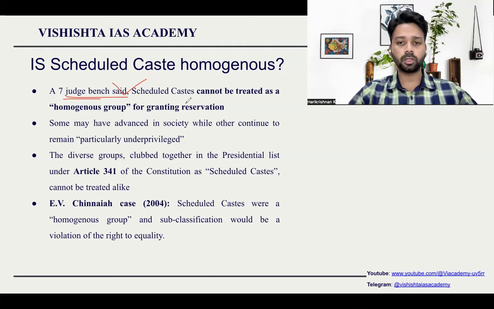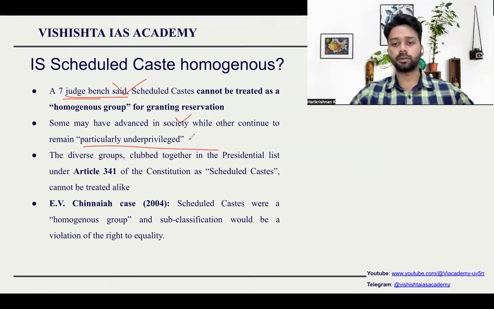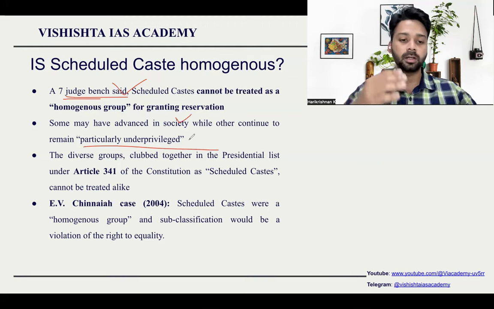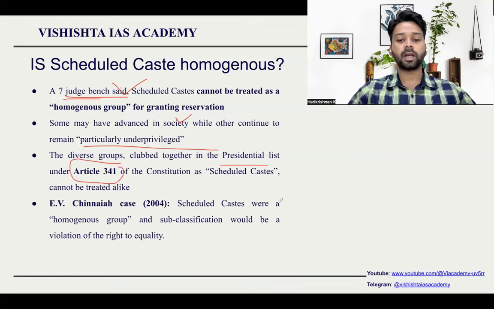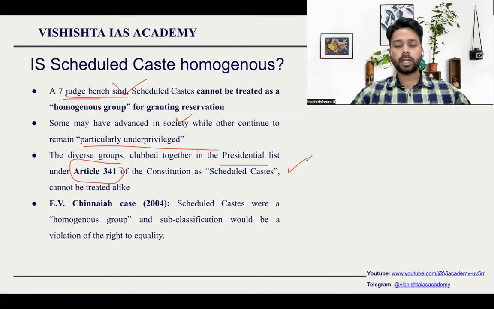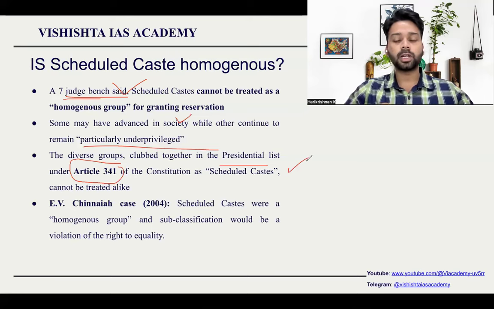What the Supreme Court has said is that some may have advanced in society, while others continue to be particularly underprivileged within scheduled caste, within OBCs. Some caste groups have advanced, some caste groups have not advanced at all. Their representation is also very less. Diverse groups are clubbed together in the presidential list of Article 341 as scheduled caste. At present, we have classification of scheduled caste and scheduled tribe in 341 and 342, but there is no classification of those castes which are still discriminated, whose socio-economic characteristics are still down. So we do not have a classification until now.